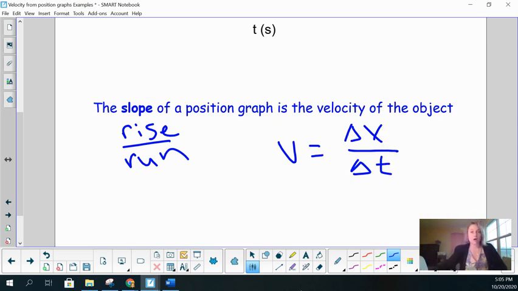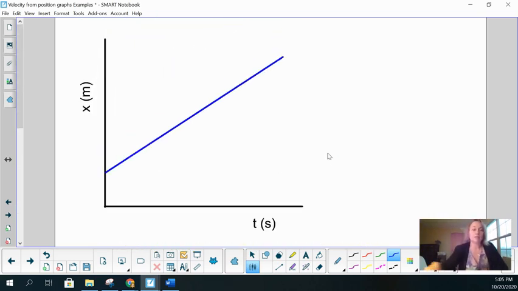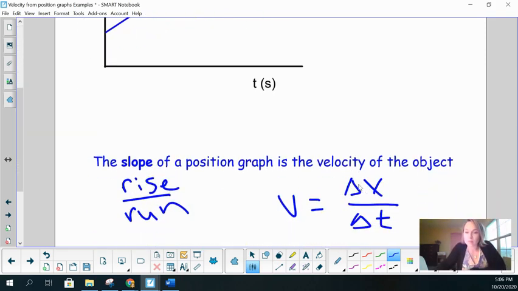Thinking about that on our graph, a change in position would be our rise, and then our change in time would be our run. We know in math we use these little triangle symbols to represent change. And in another video, we'll explore how to do that numerically.